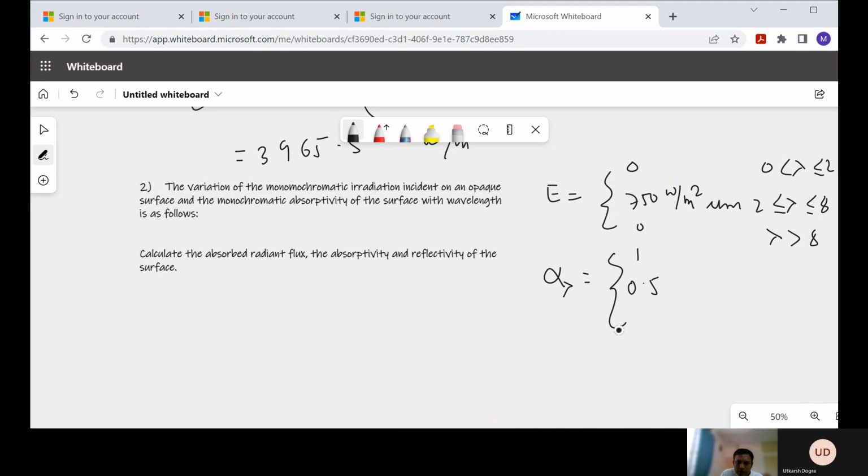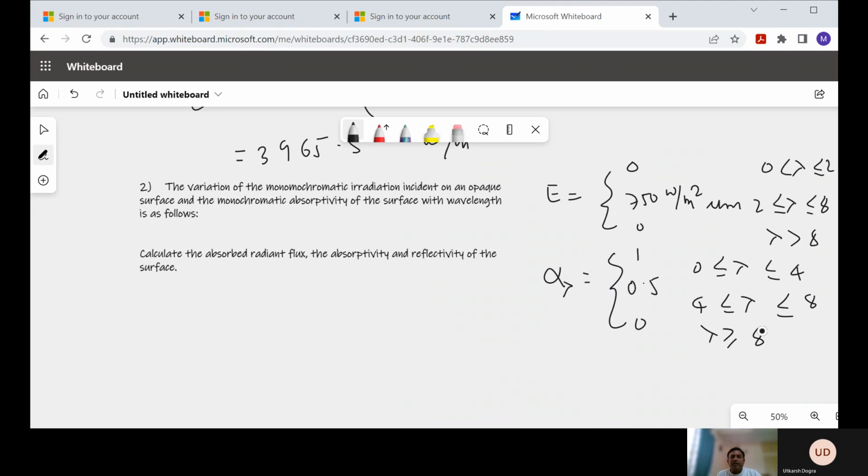1.5 and 0, and this is given between 0 lambda 4 lambda 8, and the last one is for lambda greater than 8. Okay, so these are the things given in the problem.